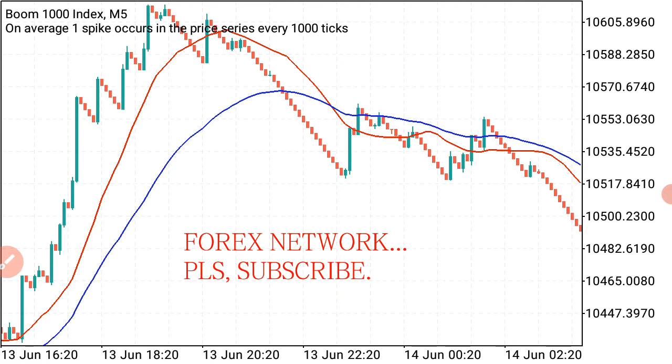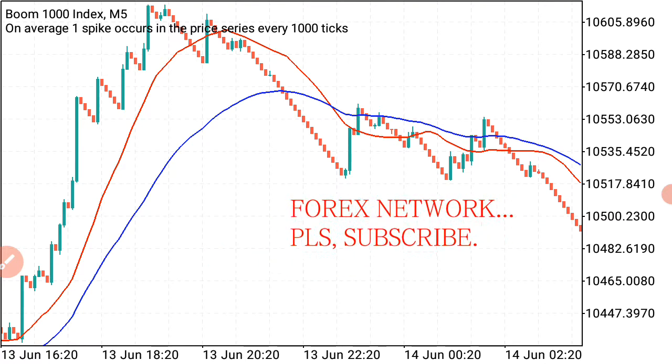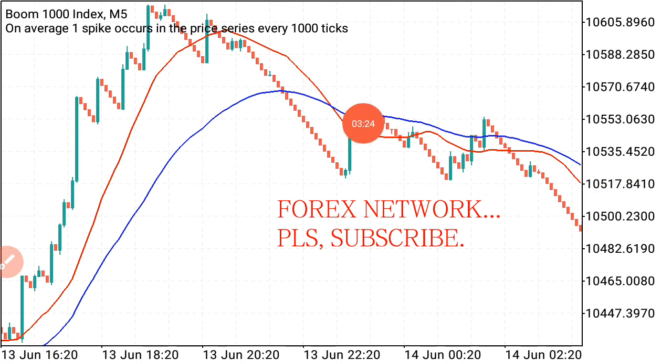If the red moving average is above, we look for a buy trade. If it's below, we look for a sell trade. If you look at this particular level here, you can see it's below, so at this level we look for a sell trade. And right here it's above, so we look for a buy trade. Okay, so that's it.